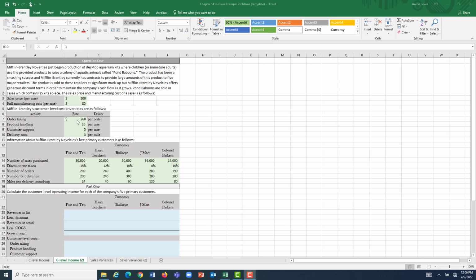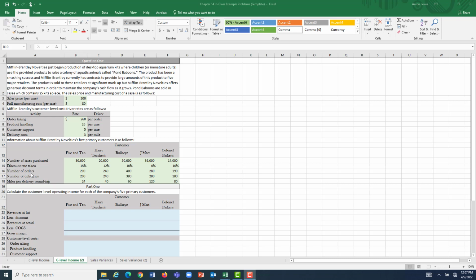We have a little more information that's going to help us fill out what we need related to our activities. The number of cases purchased for each customer, the discount rate that each customer took. Again, we give them discount terms for prompt payment, but it doesn't mean they have to take advantage of that if they don't want to.